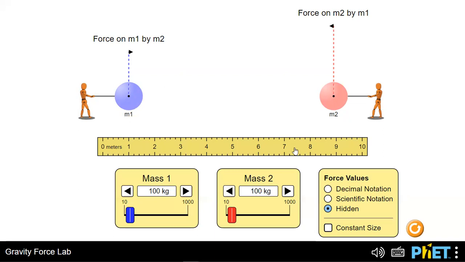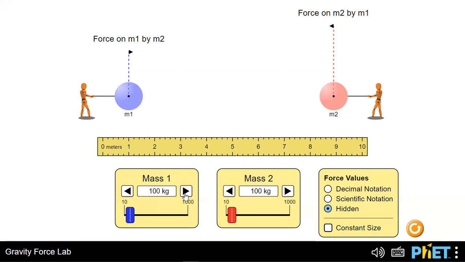So how are we going to calculate the separation distance? Of course, we are going to subtract 9 to 1. So that's 1, 2, 3, 4, 5, 6, 7, 8.